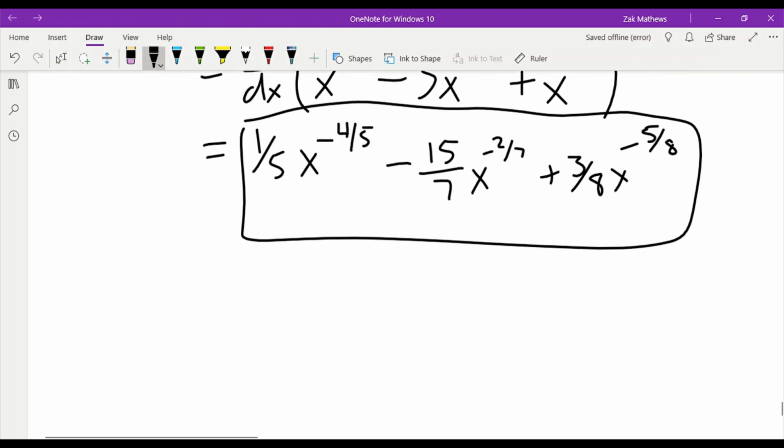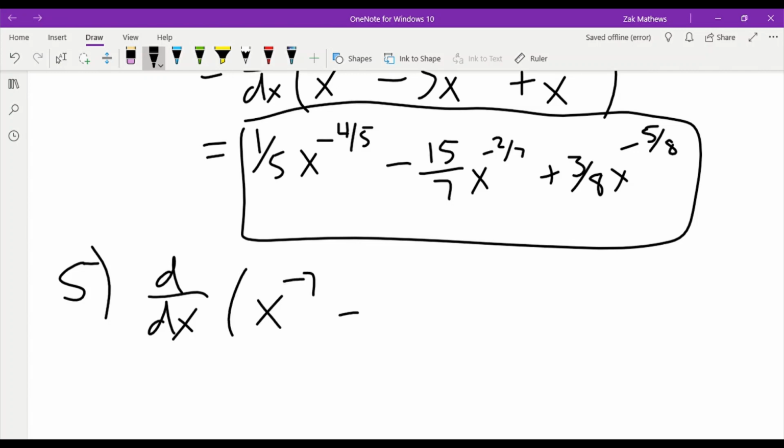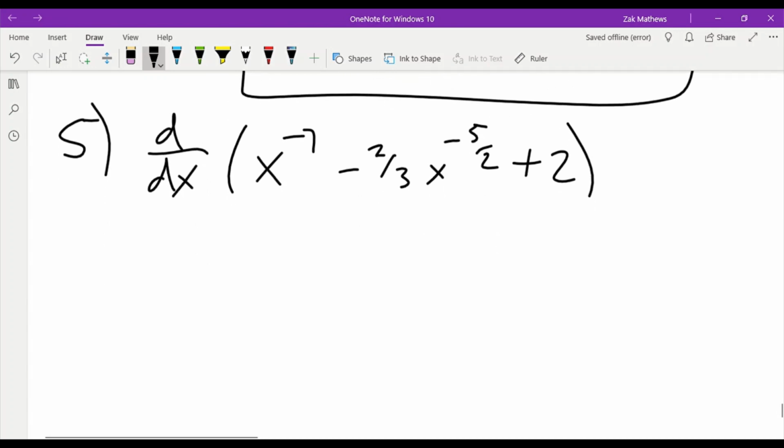Let's do one more example before we move on to the product and quotient rules. I just want to show you that we can work with even negative exponents. So let's say we had x to the negative 7 minus 2/3 x to the negative 5 halves plus 2. Now I take the derivative of this. So it's in a format very easy to take the derivative of right away.